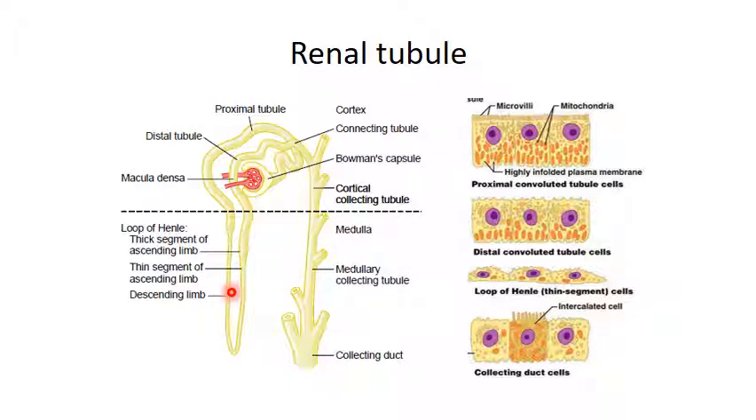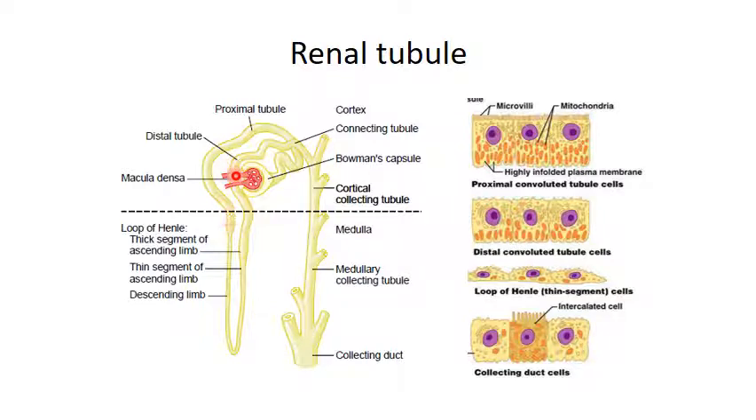Then from the loop of Henle, which is around 15 to 20 millimeter in length, glomerular filtrate enters into the distal convoluted tubule. This part of the renal tubule is 5 millimeter in length, and from the distal convoluted tubule, 5% of the glomerular filtrate is reabsorbed. Right? In case of loop of Henle, 15 to 20% of the glomerular filtrate is reabsorbed, whereas here in the distal convoluted tubule, 5% is reabsorbed.